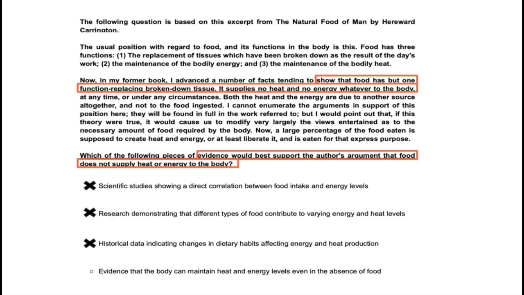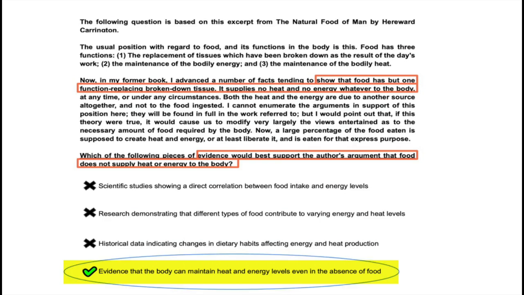Our last option is evidence that the body can maintain heat and energy levels even in the absence of food. Well, to support the author's argument that food does not supply heat or energy, evidence would need to show that the body can maintain its heat and energy levels even without food. This would suggest that another source is responsible for these functions, thereby challenging the traditional belief that food directly provides heat and energy. This is the evidence that would best support the author's argument that food does not supply heat or energy to the body.